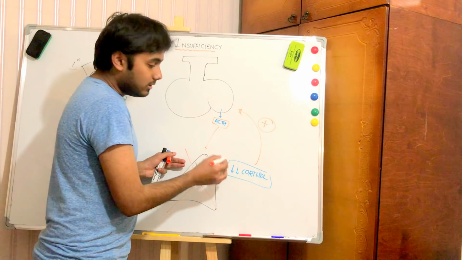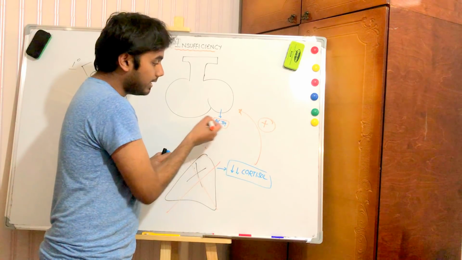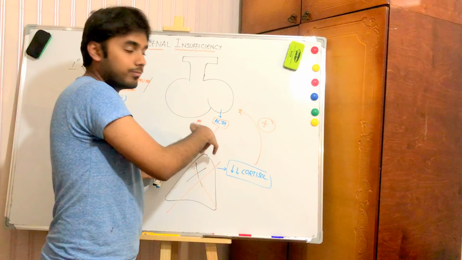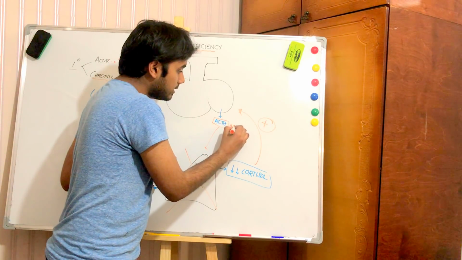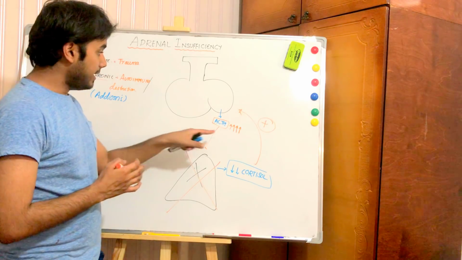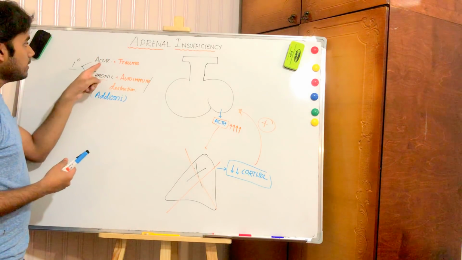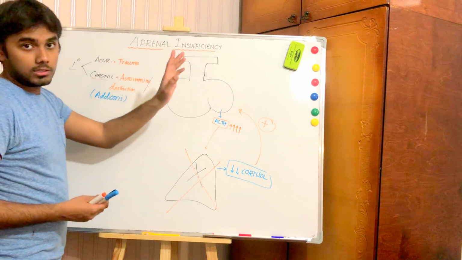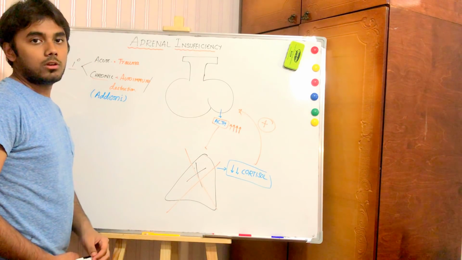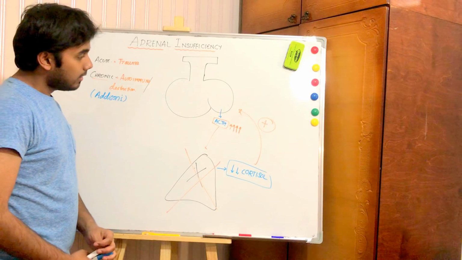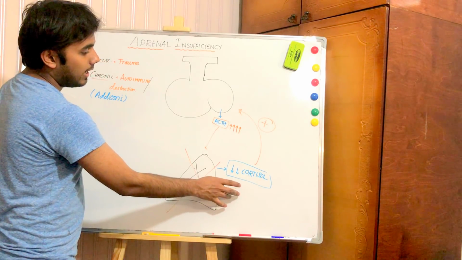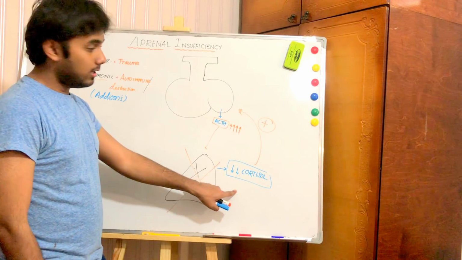So overall what happens? Cortisol levels are reduced, but ACTH is continuously being secreted, right? So as a result, ACTH levels will be constantly increased. So in a patient with acute primary adrenal insufficiency, you will find increased ACTH and decreased cortisol levels, right?